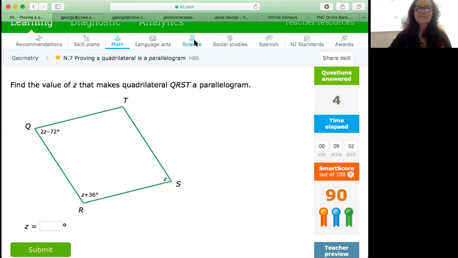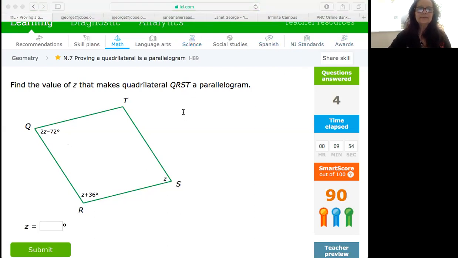So let's set an equation: 2z minus 72 equals z, all right? Either you subtract 2z from both sides or you subtract z from both sides, whatever strategy is okay. You will get the exact same answer, okay?